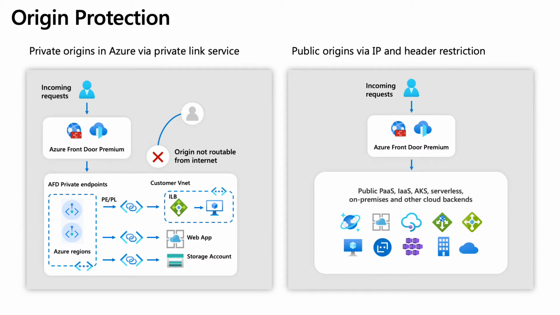To protect those origins, you can use a combination of IP address range and a specific header. Azure Front Door publishes its IP address range using a service tag, so you can always stay up to date to only allow requests coming from Front Door with your Front Door ID. So you know that the traffic is actually coming from your Front Door. So your origin can be locked down, denying access from anywhere else. So in both private or public, you can protect your origins.